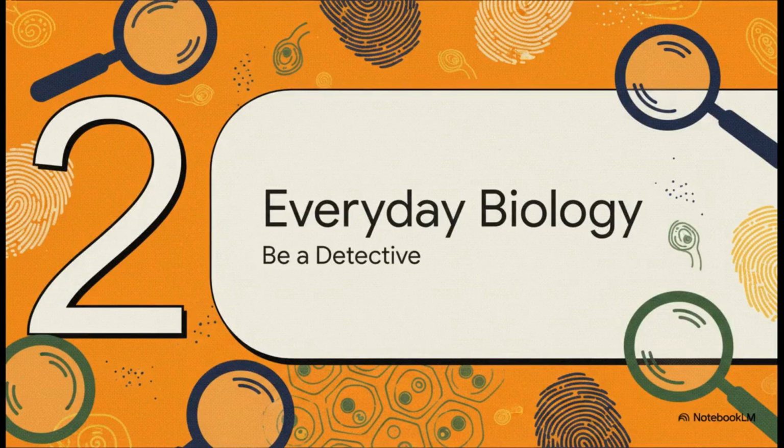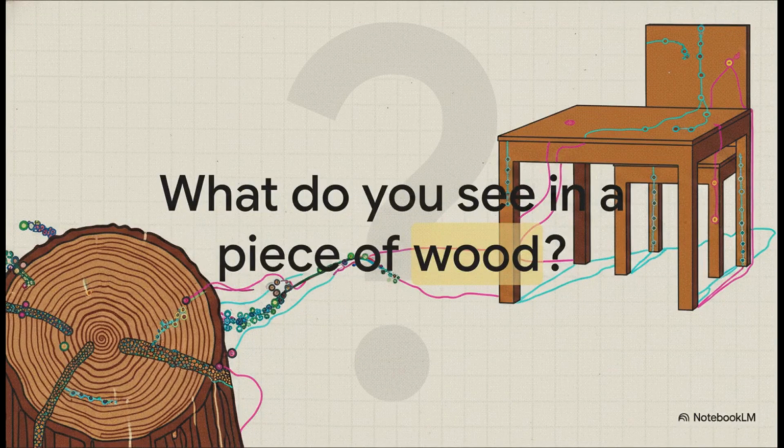Section 2. Everyday Biology Detective. Let's look closely at some totally mundane, everyday objects to uncover the spectacular biological machinery hiding right in front of us, starting with the very room you might be sitting in right now. What do you really see when you look at a piece of wood, like a table or a chair? Most of us just see furniture. But look through a scientific lens, and that wood is actually a frozen snapshot of an ancient, brilliant plumbing system.